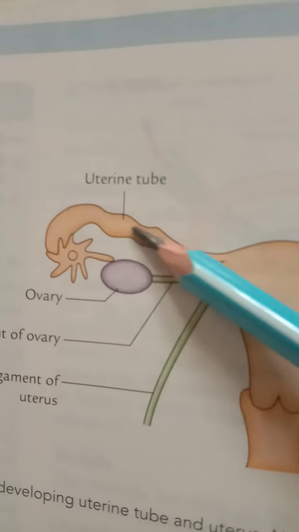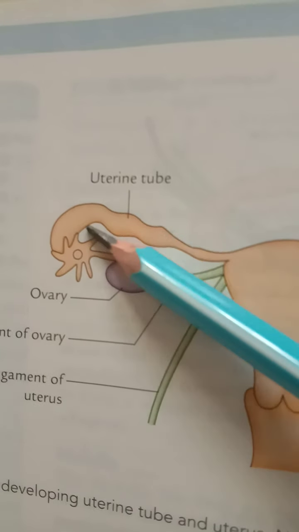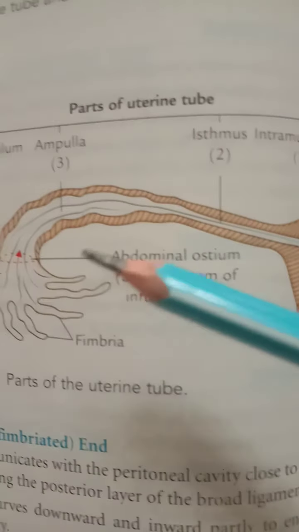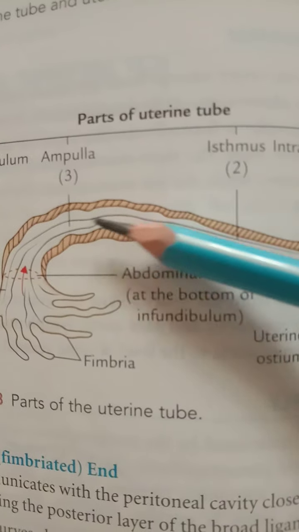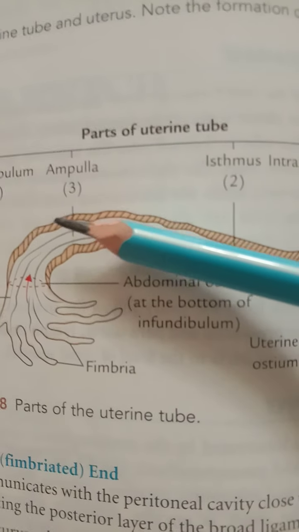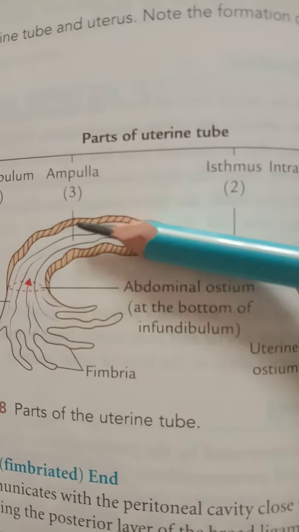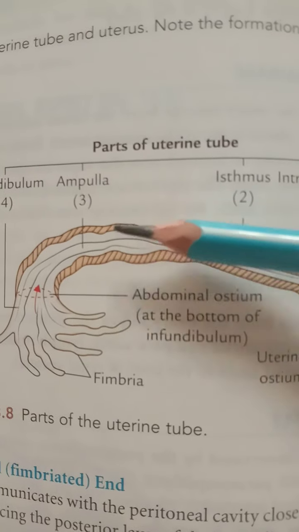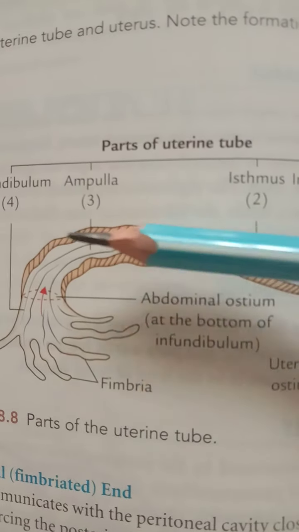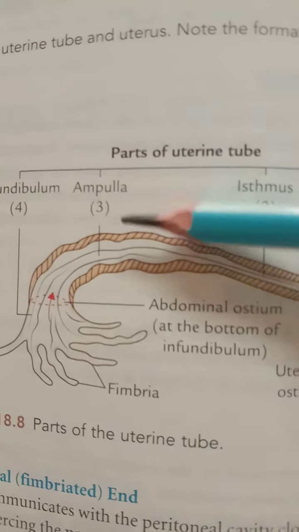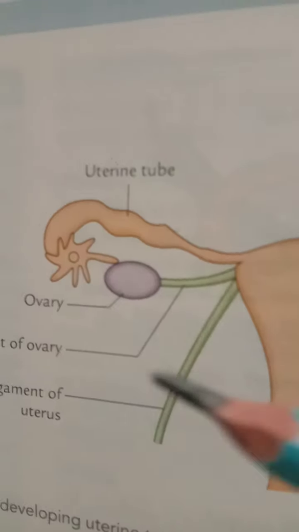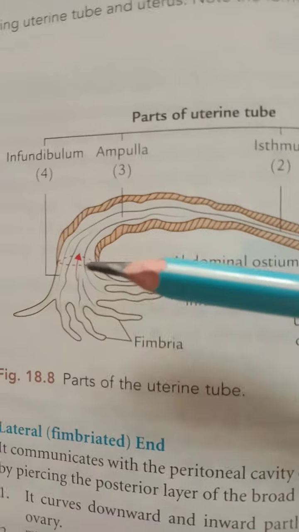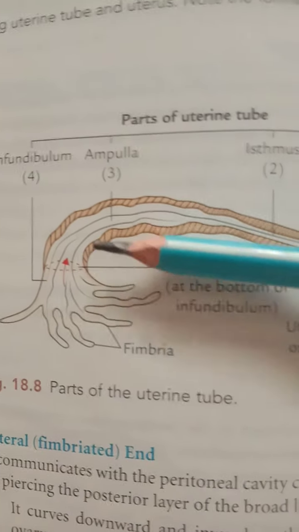Then next to it is the ampulla. This inflamed or ampullary part is called the ampulla. Here you can see the ampulla. The ampulla is about 5 centimeters long and it is the widest and the longest part of the uterine tube, forming more than half of the entire tube. It is thin walled and tortuous. In this diagram you can also see the tortuous shape. It is the site of fertilization of the ovum.